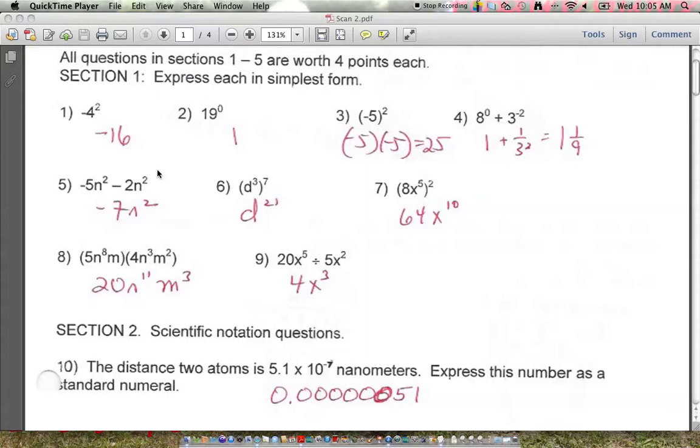This one is one that you guys are getting right almost all the time. Almost everybody, almost all the time. Michael, Jimmy, head in the game here because this is an easy place to pick up points. When I raise a power to a power, I multiply. So that's d to the 21.